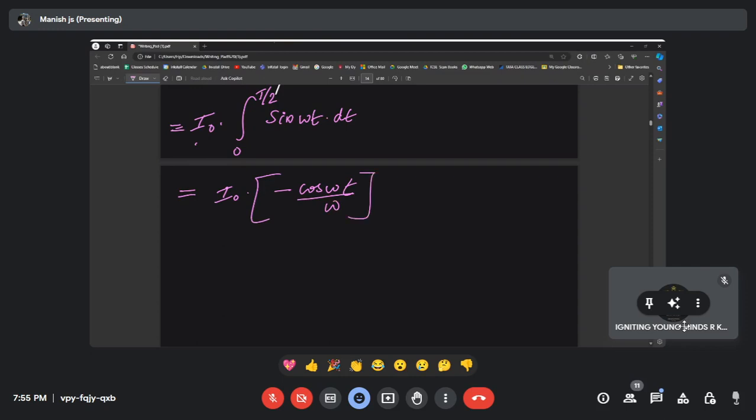Again, I am taking the brackets because I have not yet applied the limits. So the limits are from 0 to T by 2. This is the next step. Now we are going to substitute the corresponding values. Before you substitute the values, you need to understand where to substitute T by 2. We will substitute it only for that small t. Can you see the small t expression? That is the variable, so that is where you will substitute.